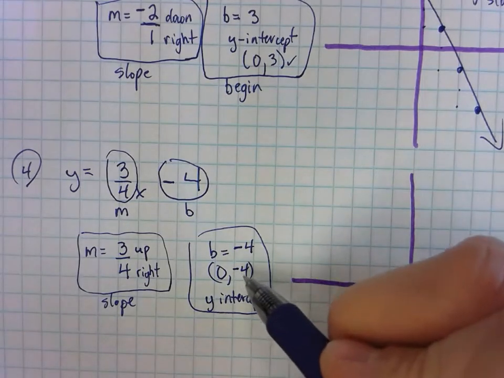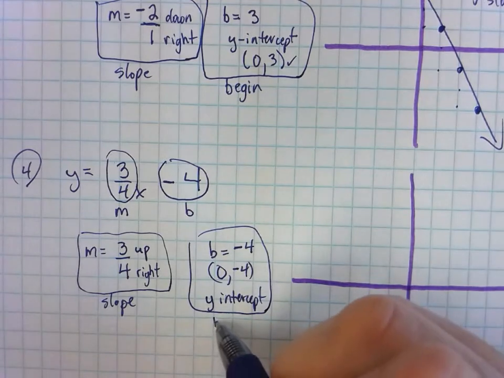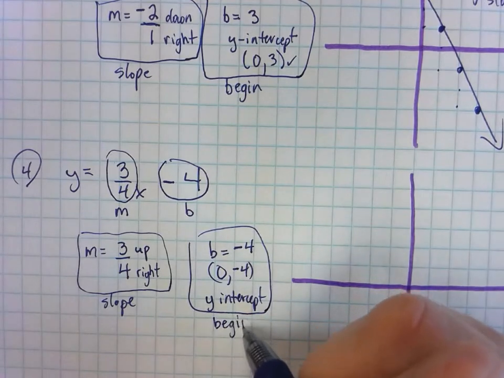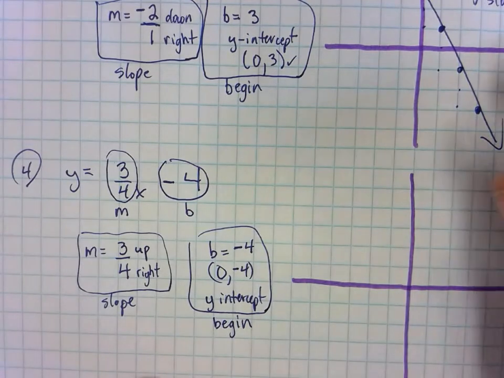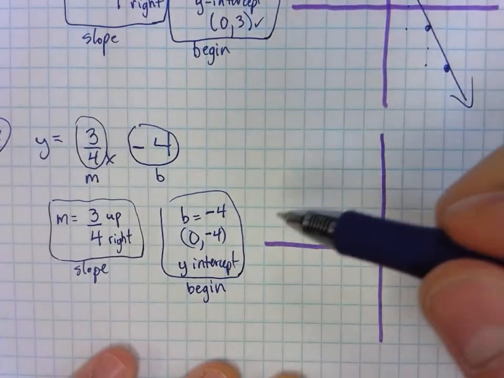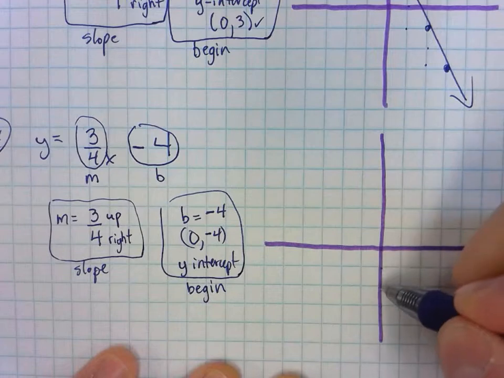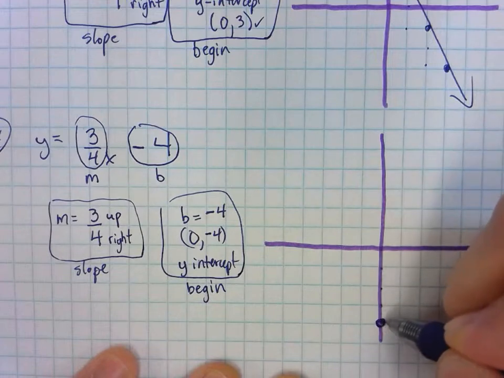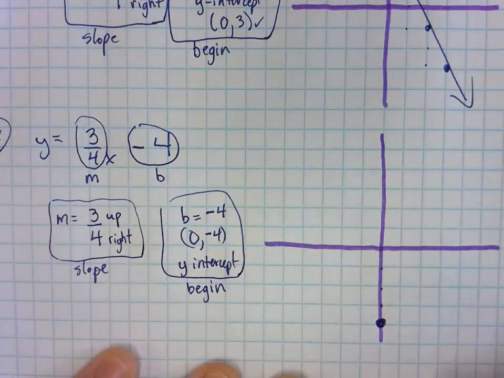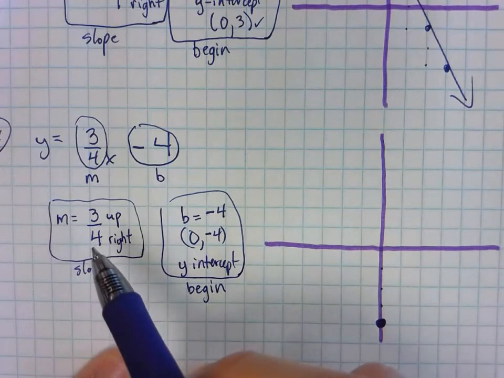All right, so again, you must begin here. Okay, this is where you start. The b is where you begin. Begin the graph at b. So here it's telling me to start at -4. So I come down 1, 2, 3. -4 is down here.